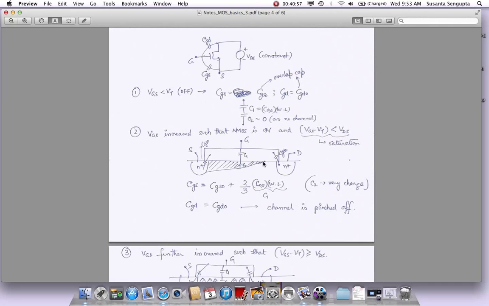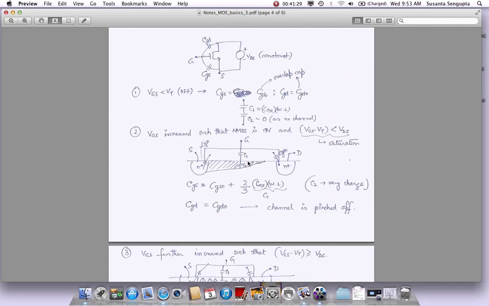What happens to CGD? Since the channel is pinched off, we only see the overlap capacitance. We do not have a path of C1, then C2, and then going here. We do have a path, but when we go through this pinched off region, it's high impedance. It acts like a high impedance region, and that's why we do not see any of these capacitance effects, C1, C2 in series, coming towards CGD. CGD is purely the overlap capacitance because the channel is pinched off.